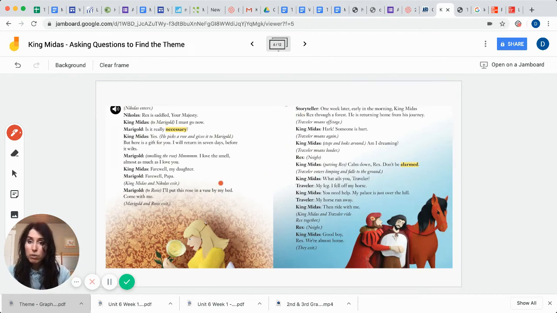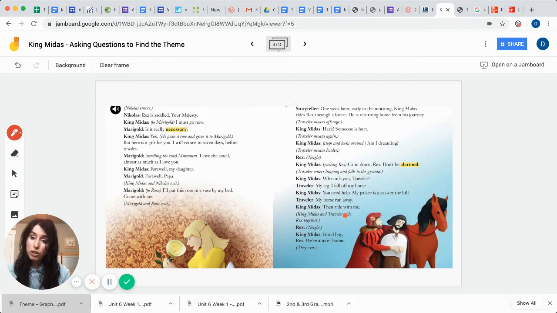Anyways, as the story goes on, her father leaves, but her father does give her a rose. So as you can see in the text here, King Midas says, "But I have a gift for you. I will return in 7 days before it wilts." And so that flower is supposed to help her remember him while she's away. So they say farewell to each other.